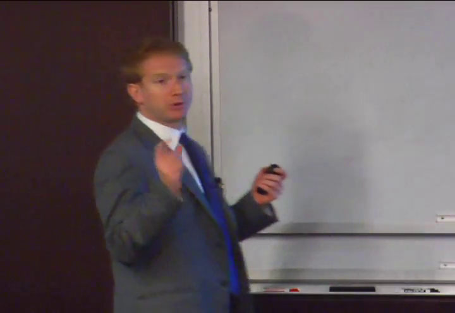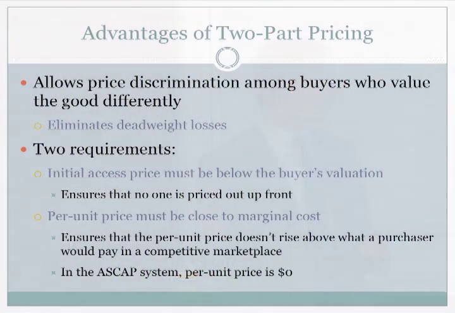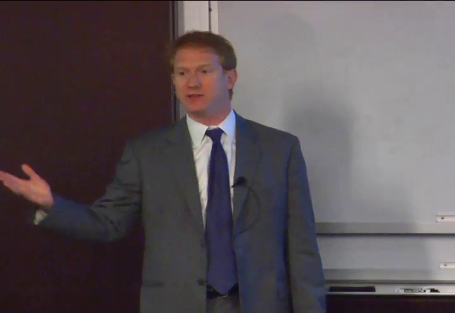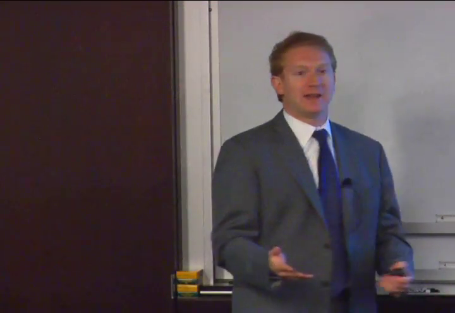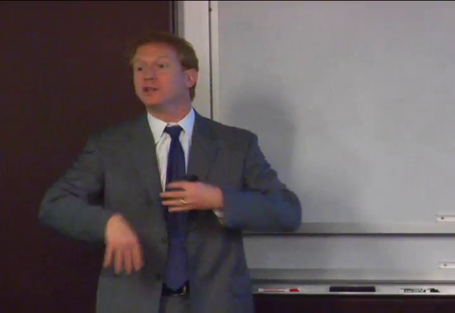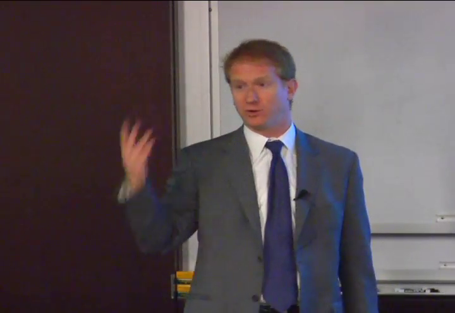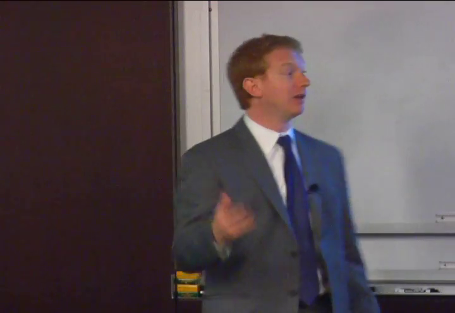The second thing is that the per unit price has to be pretty close to the marginal cost of producing the good. Because remember, we're trying to give people access to as much as we possibly can and not price them out of the market. If we're pricing access to each additional unit within the pool too high, then eventually the price for a lot of these units is going to go way up above marginal cost, way up above the competitive level, and again, we're going to be creating deadweight loss and pricing some people out of the market.